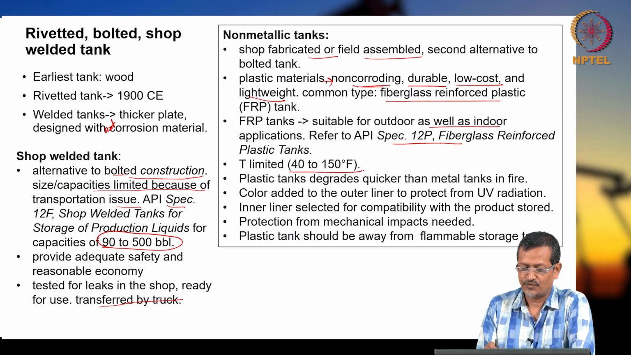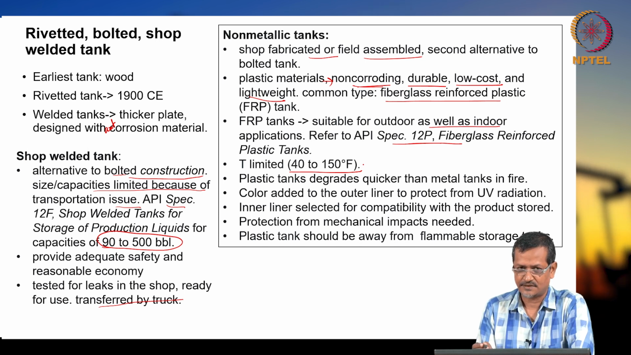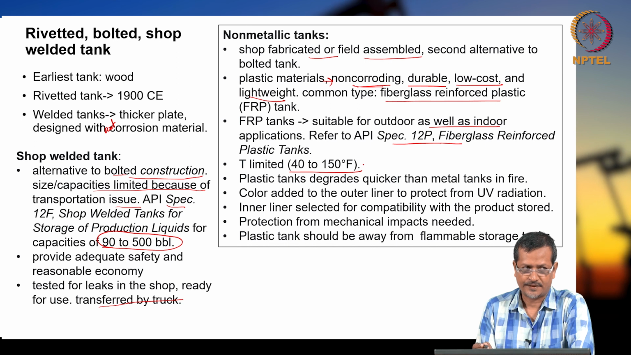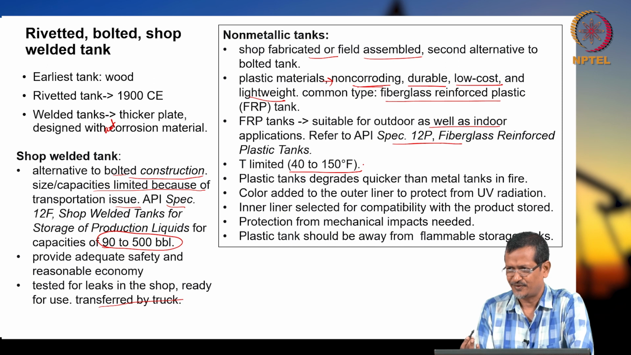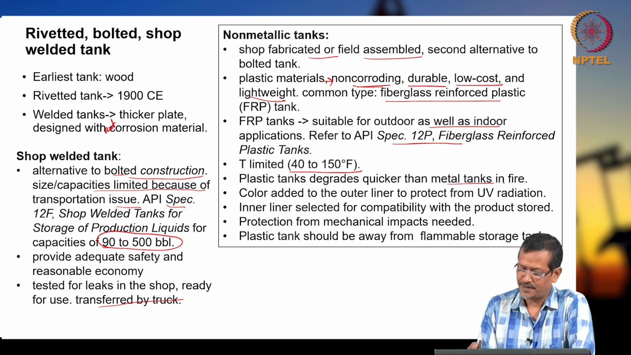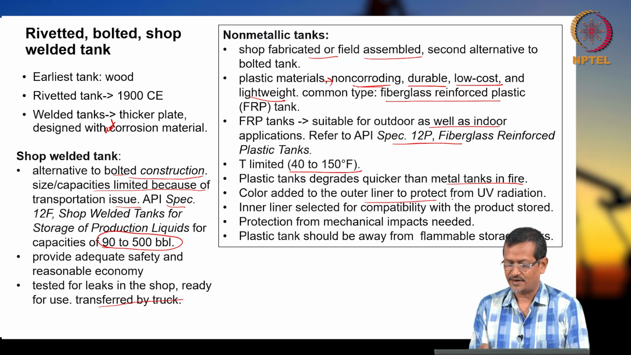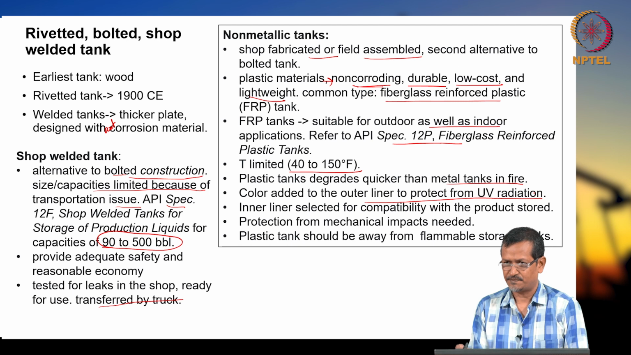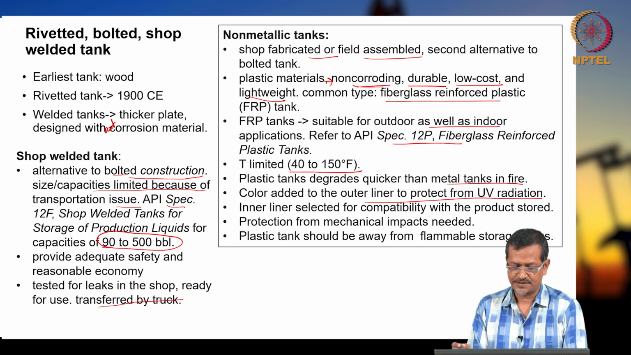Okay, the limit is 440 to 150 degrees Fahrenheit. 150 degrees Fahrenheit means how much centigrade? Maybe 50-60 degrees centigrade or about that. Okay. So, a plastic tank degrades quicker than a metal tank in fire because of the temperature issue. Okay. So, color is added to the outer liner to protect from ultraviolet radiation, because plastic will degrade if UV falls on the plastic.